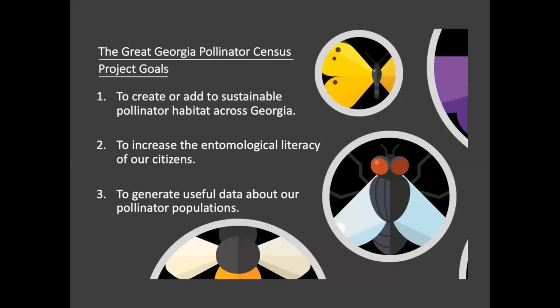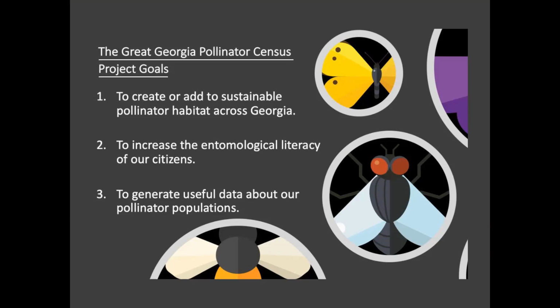So the goals of the pollinator census: we want to create and add to the sustainable pollinator habitat across Georgia. So that means adding new gardens and adding new plants. If you can add some plants to your yard, go for it. That's great. It'll make the bugs happier and it makes us happier because there's more habitat across the state for the insects.